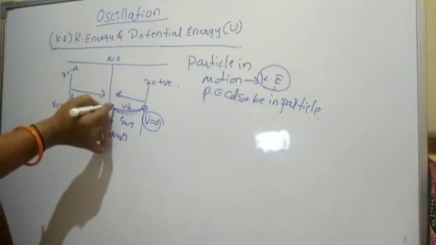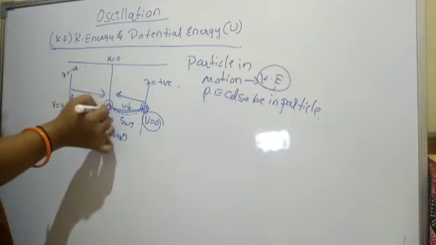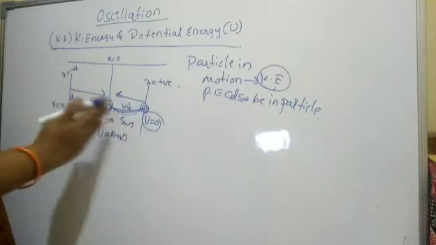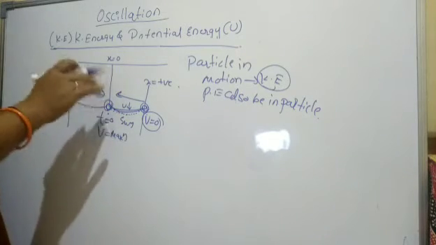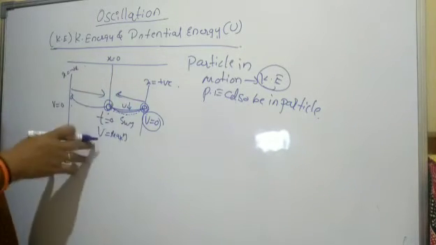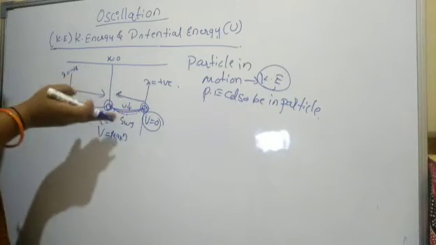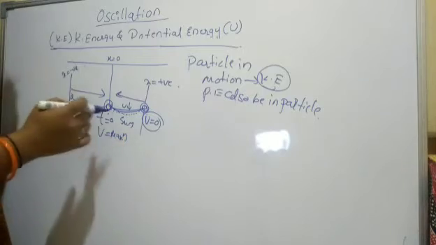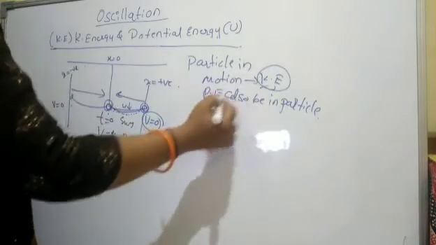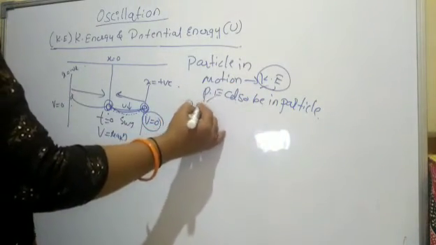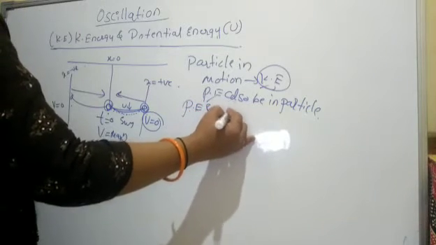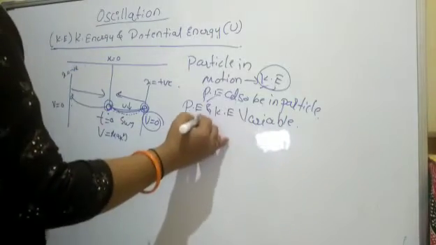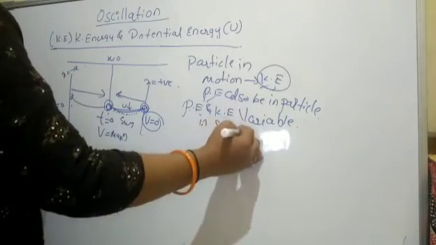That means storage is there here also, so potential energy is also there. It's going to vary continuously with respect to the mean position or the extreme position, because velocity is going to decrease, maximum decreasing, and it becomes 0. That means kinetic energy and potential energy both are variable here in simple harmonic motion.